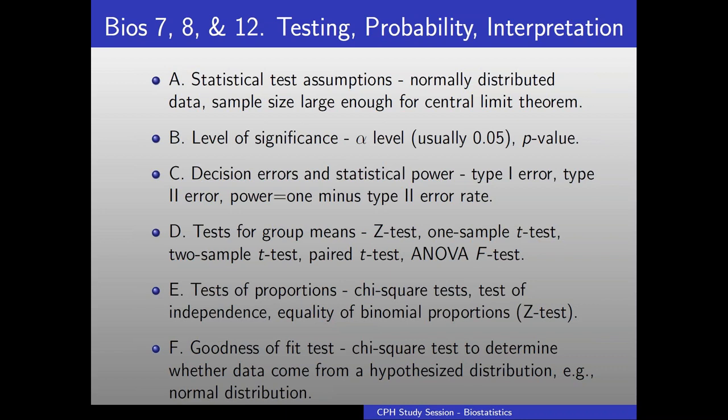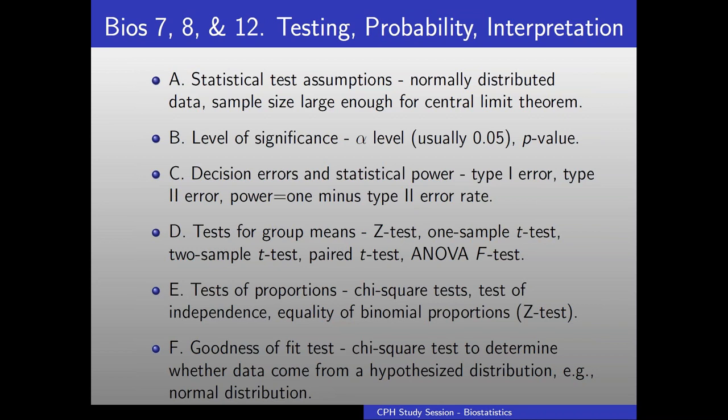Tests for group means: the z-test, 1 sample t-test, 2 sample t-test, paired t-test, and f-test. All of these are used to test for means of some kind. The only difference would be the situation or the setup you have. And so, based on that situation or scenario you have, you're going to use a different test.